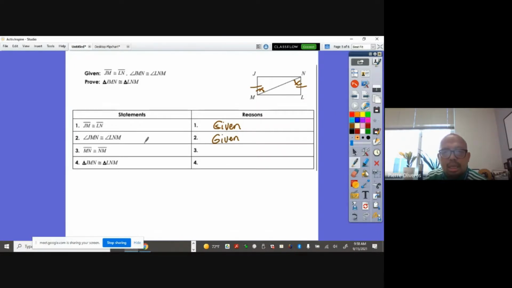You can see here that MN is congruent to NM. I know that this side here is being shared. Look at this blue triangle and the red triangle here. Are they sharing the same side? Yes, they're sharing MN. So MN is congruent to NM. This will be a good reason for the reflexive property of equality. Or you can just put reflexive. That's fine with me.